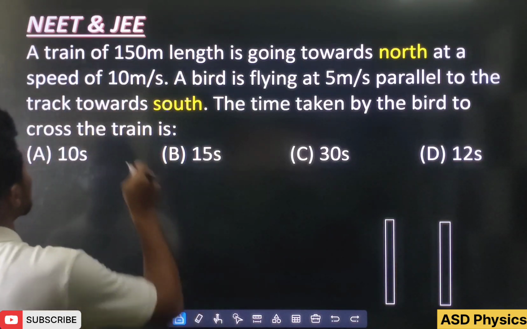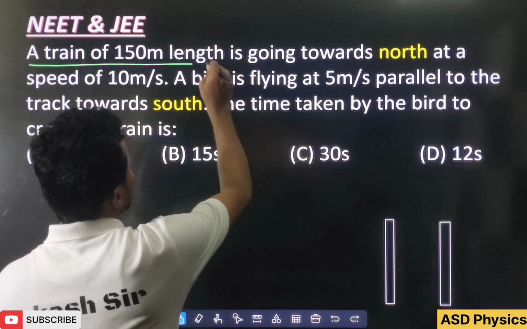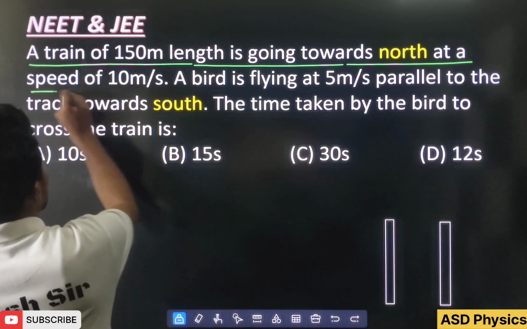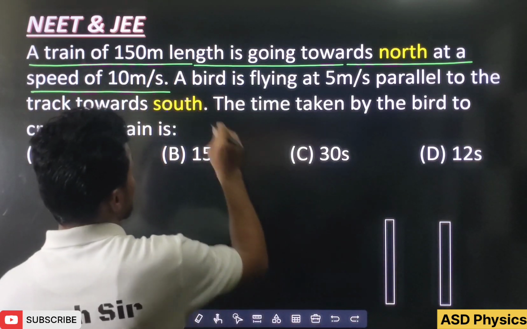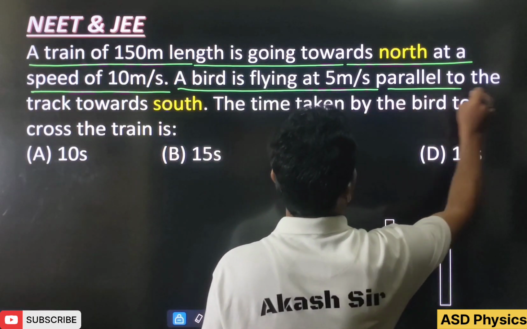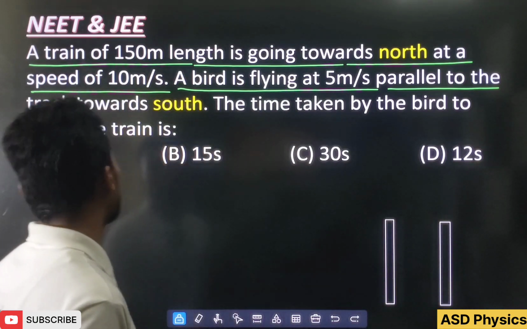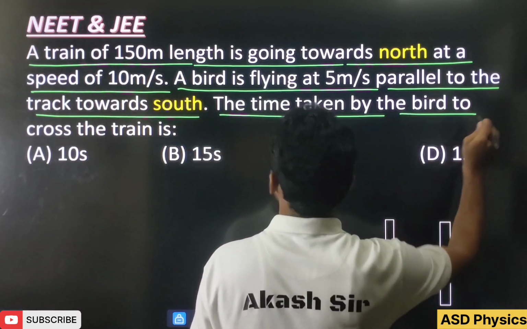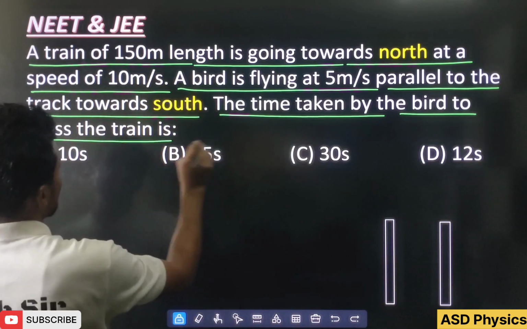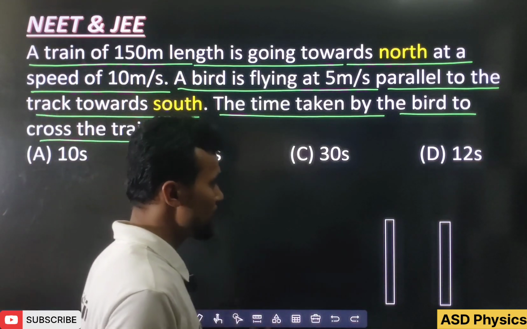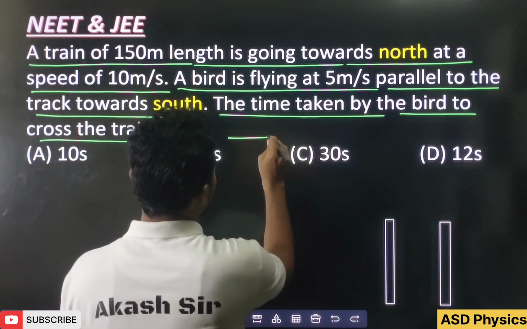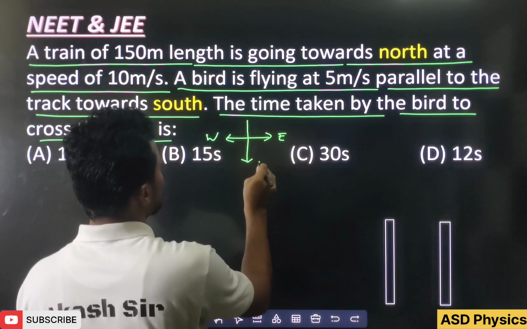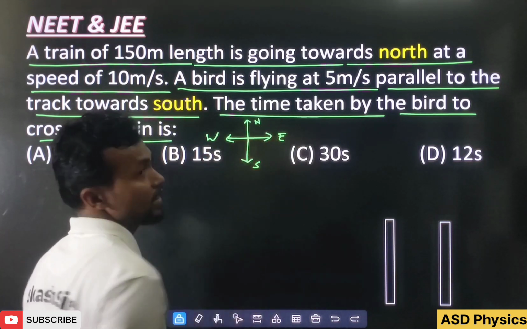Now, see, the question is this: a train of 150 meter length is going towards north at a speed of 10 meter per second. A bird is flying at 5 meter per second parallel to the track towards south. What is the time taken by the bird to cross the train? Remember that here I am following the basic convention: east, west, this is south, this is north.